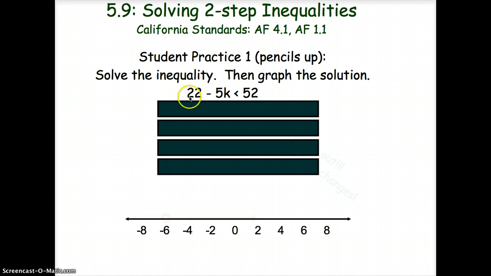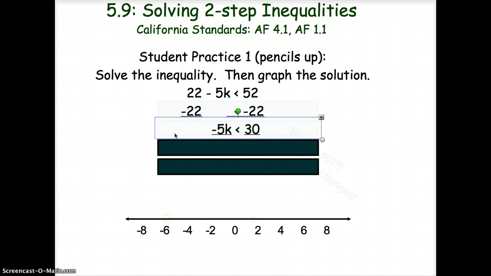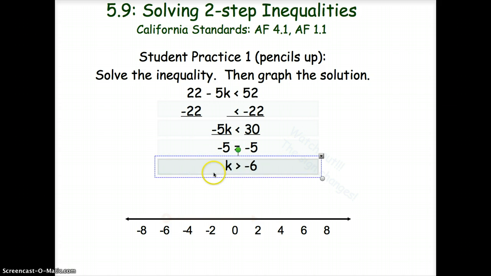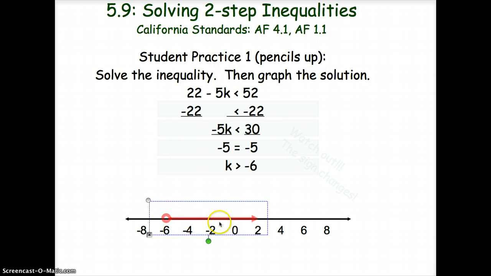Okay, let's take a look. We've got 22 minus 5k, which would be the same thing as writing negative 5k plus 22 if we were to skip change. So now, undoing that addition, we're going to subtract 22 from both sides, and we're left with negative 5k is less than 30. Now I want to divide both sides by negative 5. As we know, that means my less than sign needs to change into a greater than sign. K is greater than negative 6. And open circle again, arrow this time going to the right.